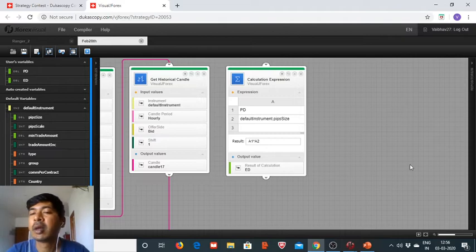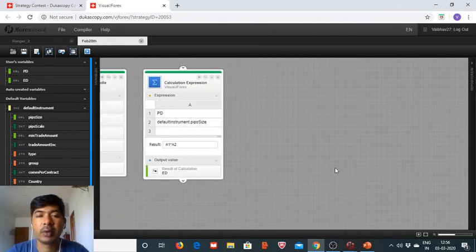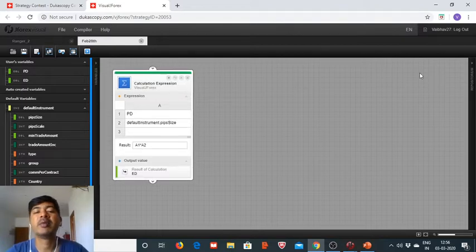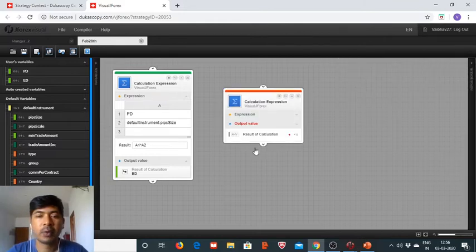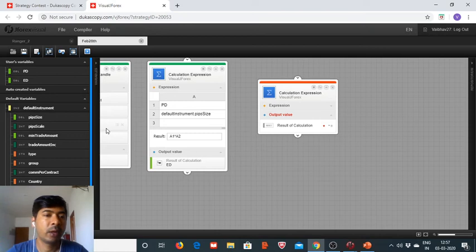Okay. And what else will we need? We will need to subtract the middle band from the last tick when the current price is higher than the middle band. And in such scenarios, before we go for a buy trade, we will check the difference, and if it is greater than ED, then we will go for the pending order. So again we will need to bring in a calculation block, and here we simply do, first we will build the buy side, and then we will build the sell side.